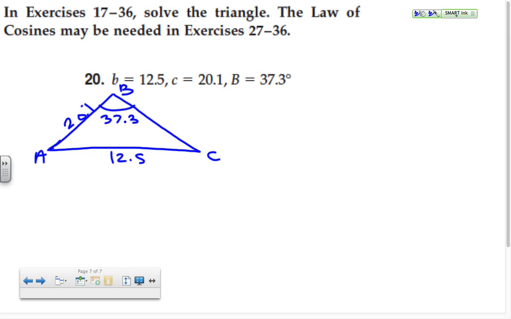The very first thing we're going to do is find an angle. It doesn't matter which one I find, whether it's A or C. Actually, it does. The only one I can find is C. A is too hard because I have both of them missing. So I'm going to find C. I use 12.5 over sine of 37.3 equals 20.1 over the sine of C.